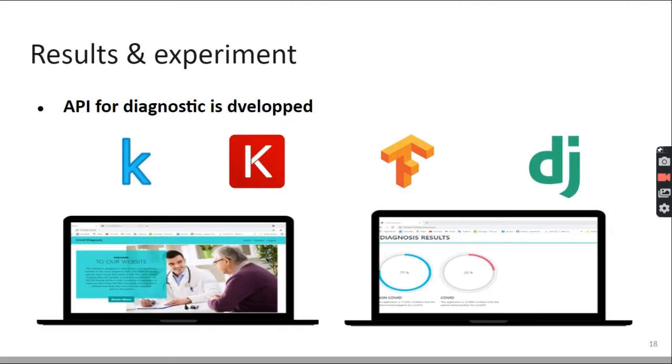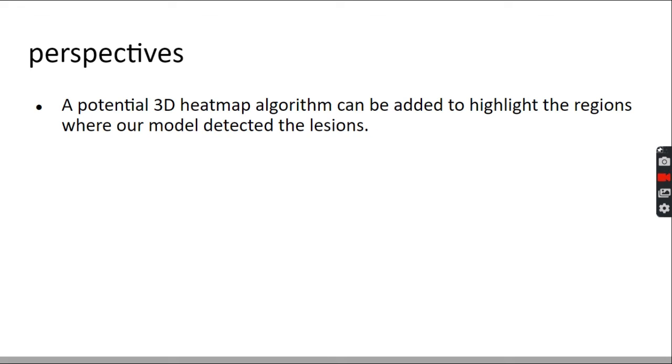Here, we introduce to you the technologies and the API. We used Kaggle Cloud for training the model. We used Keras library and TensorFlow library. We also used Django framework for making the API. For a better result and understanding how our model performs and classifies COVID-19 images, we thought of adding a 3D heat map algorithm to highlight regions where our model predicts lesions.